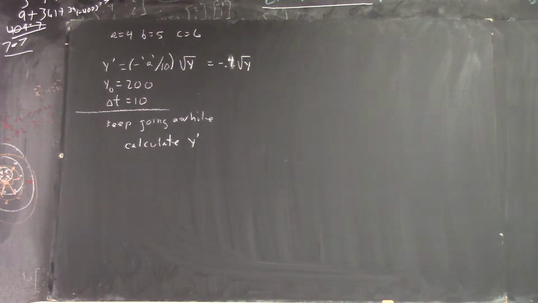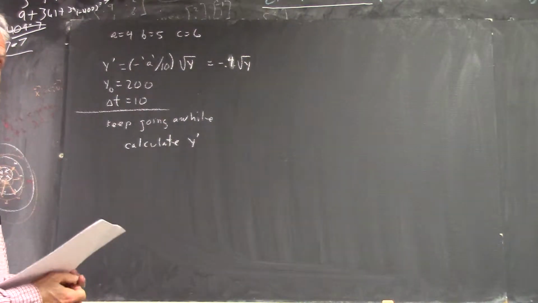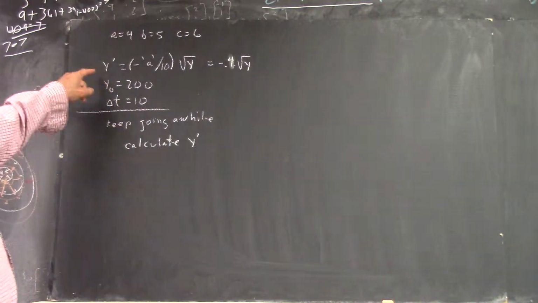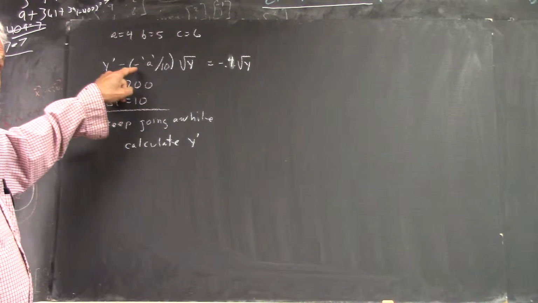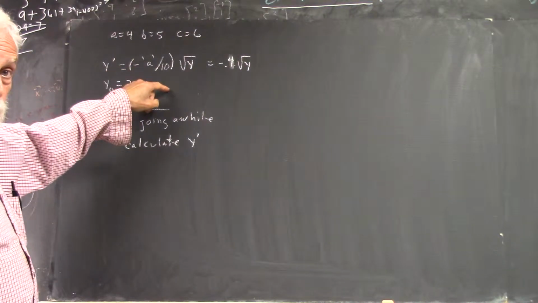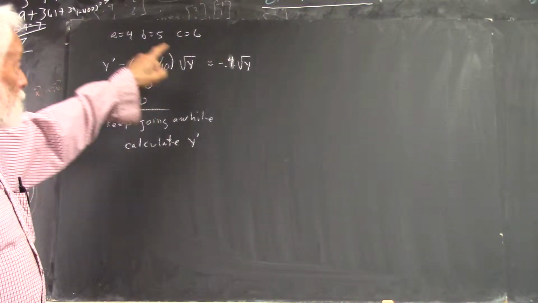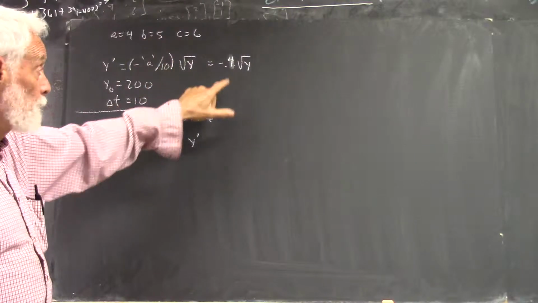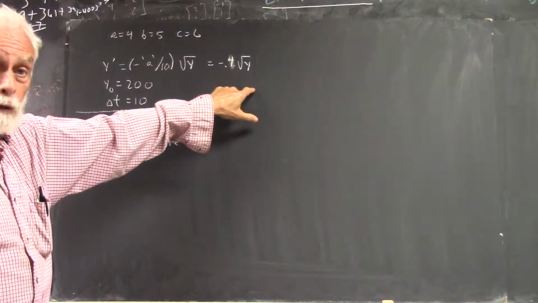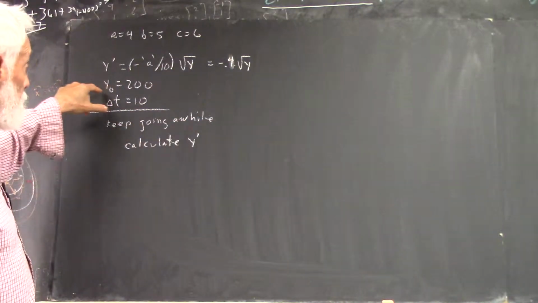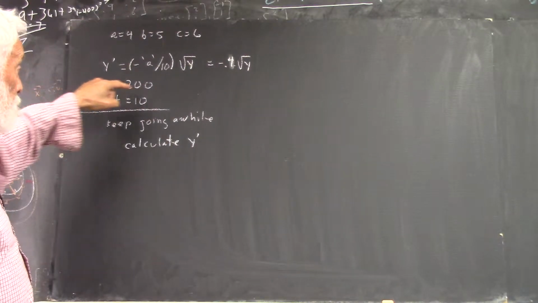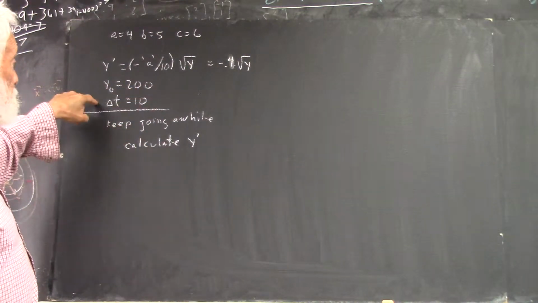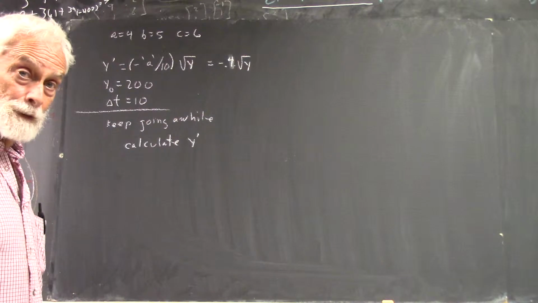Okay, now this is problem number 8 on some date. It gives you a rule for finding y prime: negative a over 10 times the square root of y. For me, a is equal to 4, so a over 10 is 0.4, so this is negative 0.4 square root of y. The initial value of y, which I'll call y sub 0, is 200. And delta t is 10. Okay?